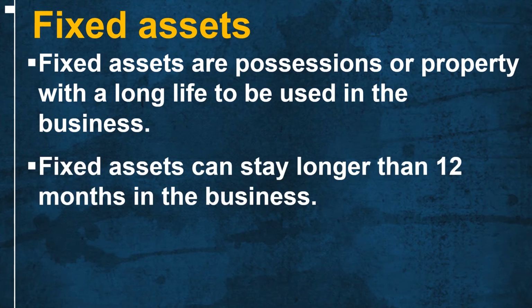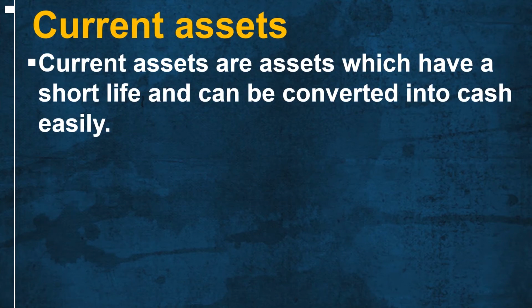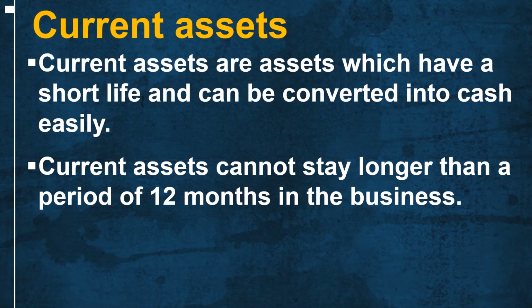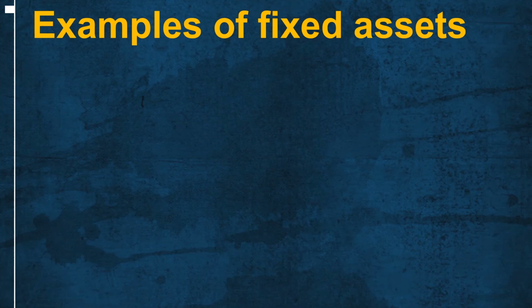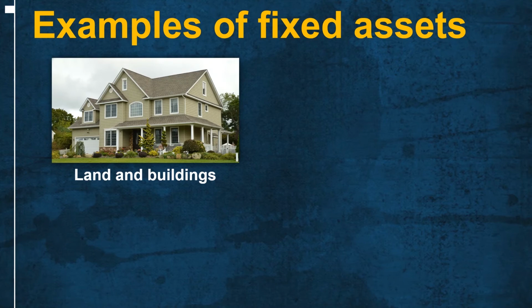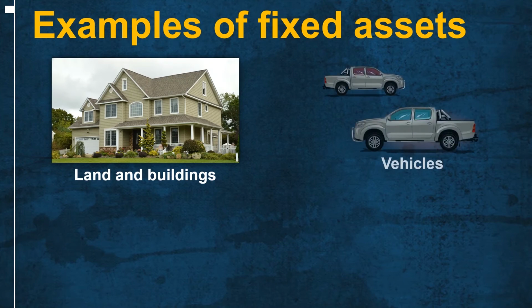Fixed asset can stay longer than 12 months in the business, while current assets are assets which have a short life and can be converted into cash easily. Current assets cannot stay longer than a period of 12 months in the business. Now let us look at the examples of fixed assets, which are land and building, vehicles, and equipment.